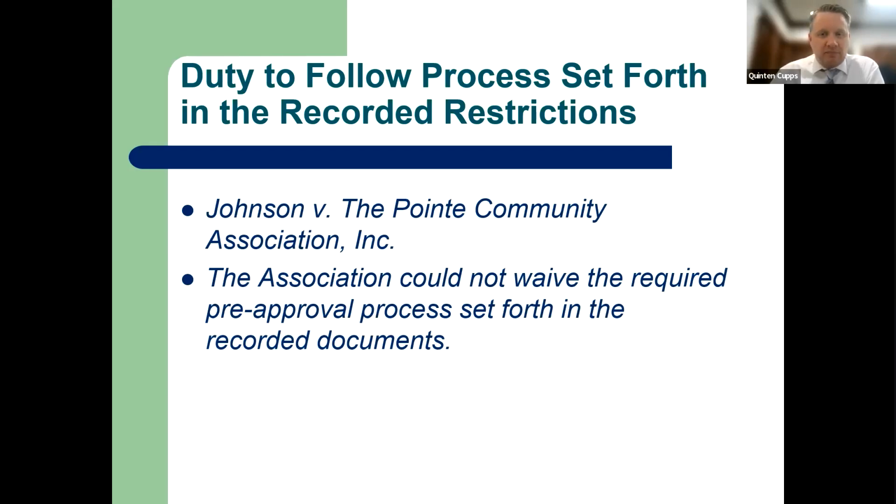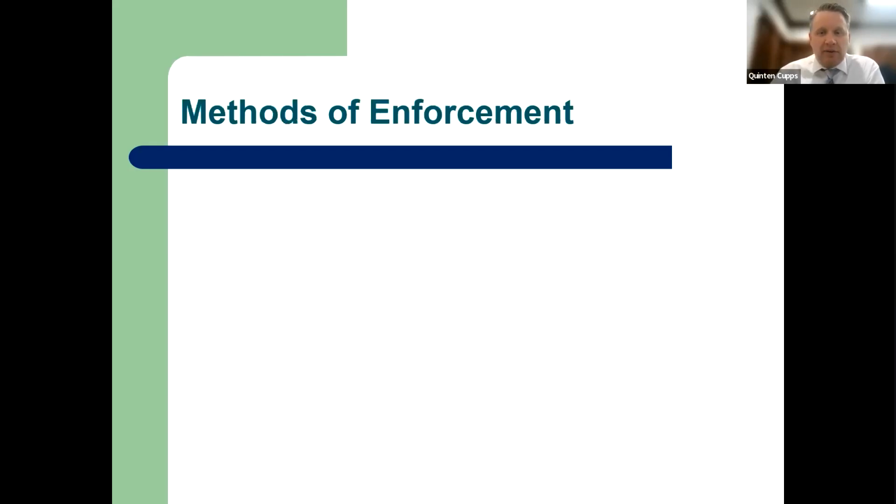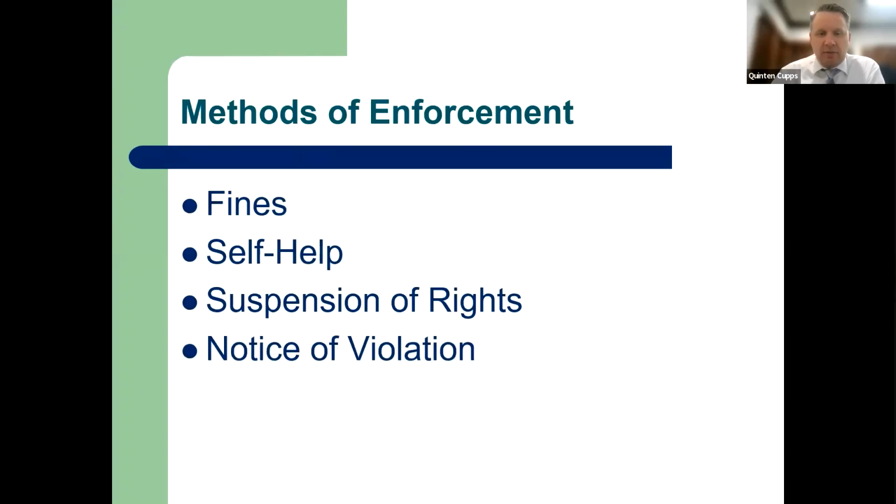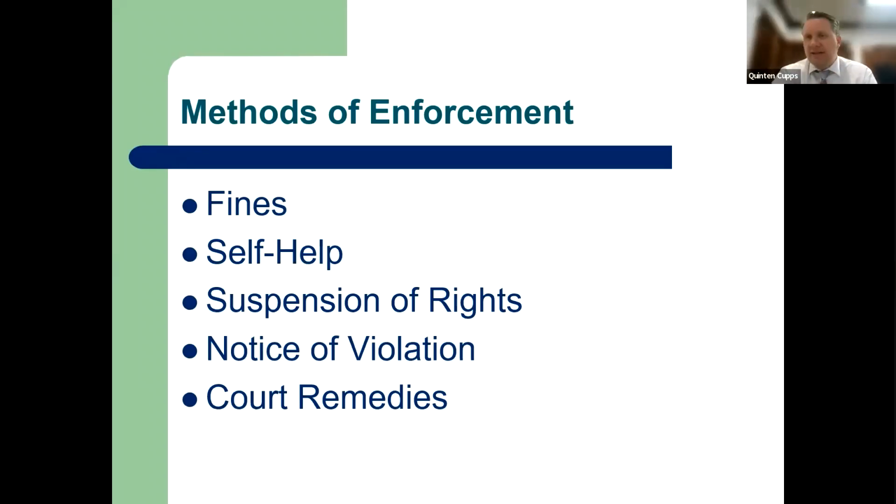Okay. So with that, some of the methods of enforcement that I want to go over tonight, I'm just going to put them up on the screen. This is not an exclusive list. It is the most common remedies that an association has when it comes to enforcement. Someone builds that clubhouse, or someone just doesn't take care of their landscaping. What options does the association have?